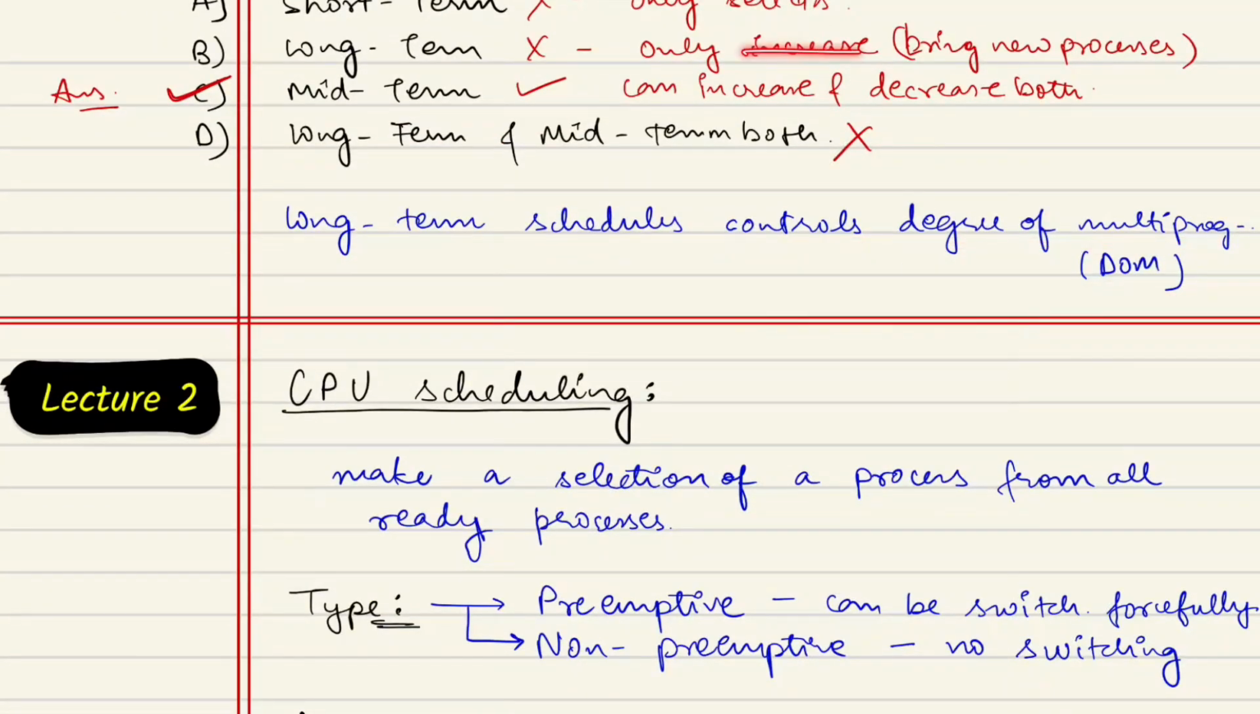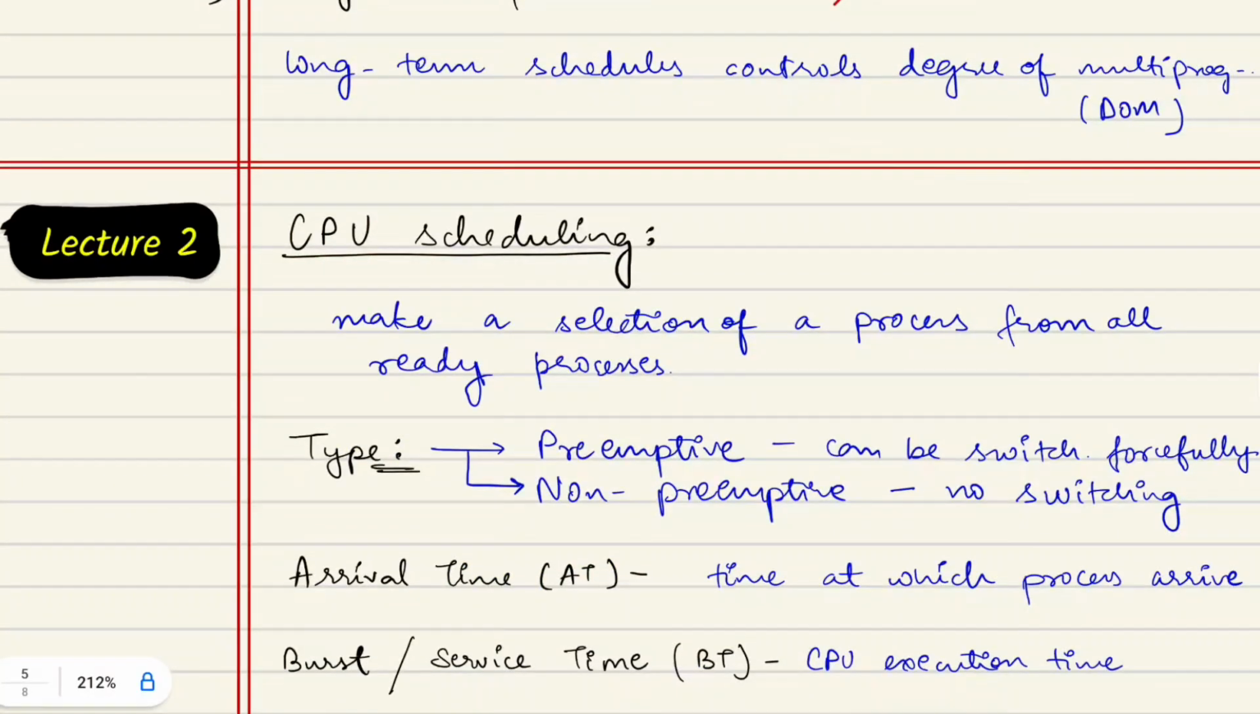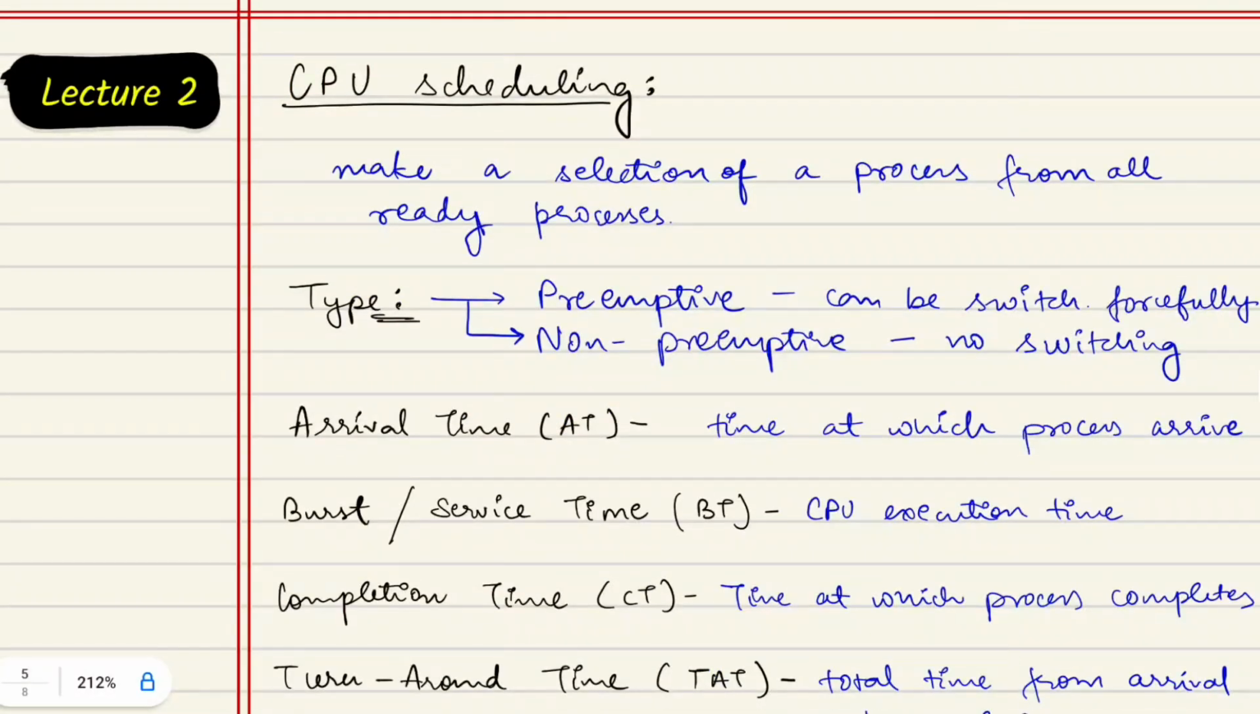The long-term scheduler controls the degree of multiprogramming. It means it is increasing the degree of multiprogramming, because suppose we have only processes P1 and P2 in the queue, then the degree is 2. If we have one other program in the queue, then the degree of multiprogramming is 3. So this is how the number of programs we have in the queue is the degree of multiprogramming.